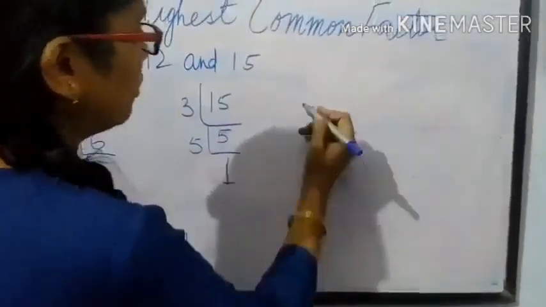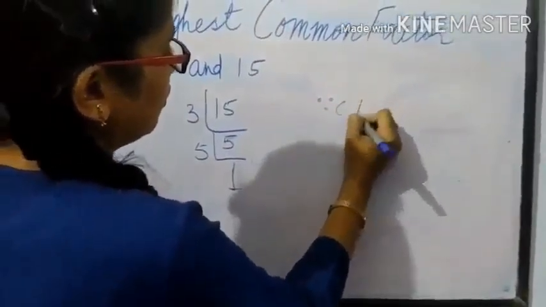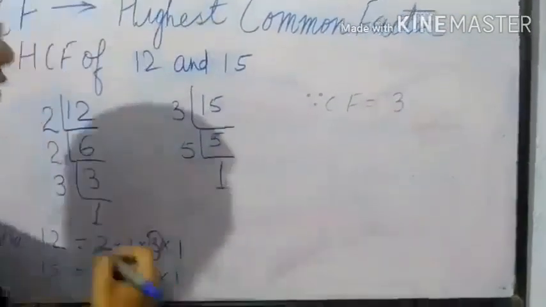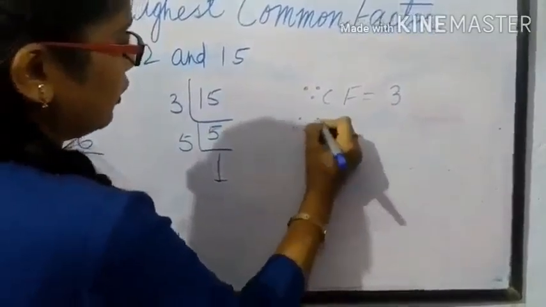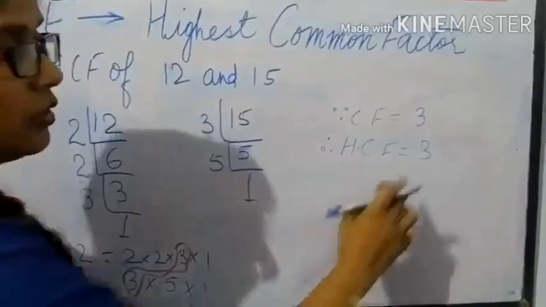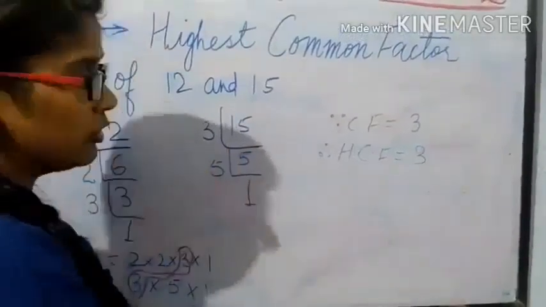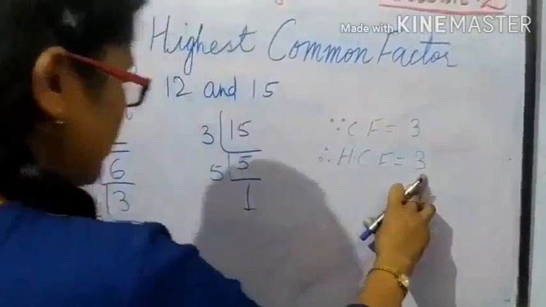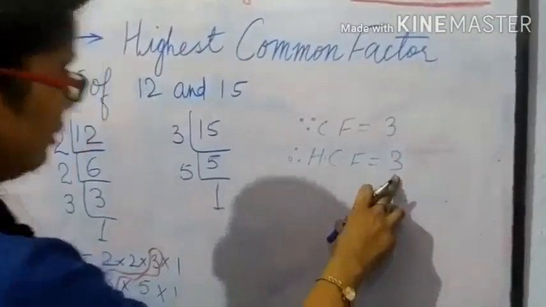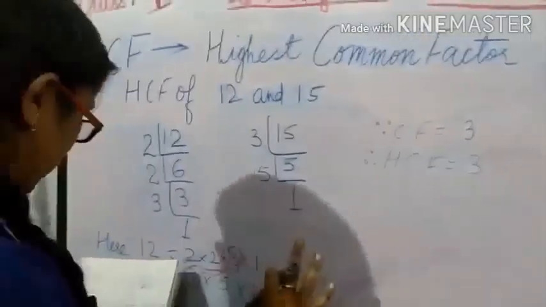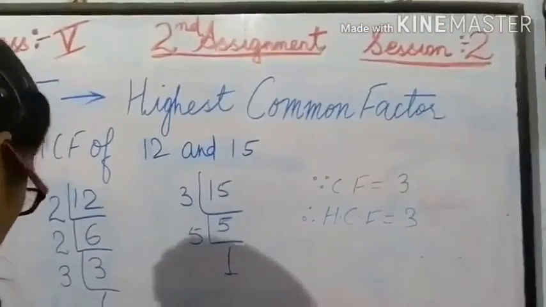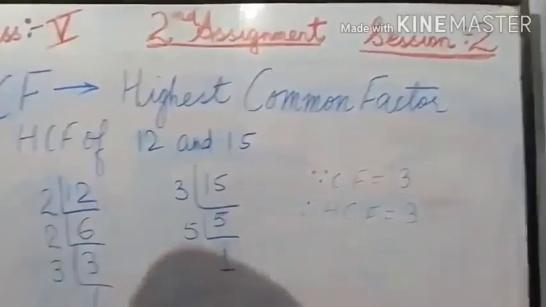So the common factor is 3. Therefore HCF is equal to 3. Here the common factor is only 3, so the highest common factor is 3. Since 3 is the common factor, it means 3 can divide 12 and 15 completely. So this is the highest common factor that can divide these two numbers.